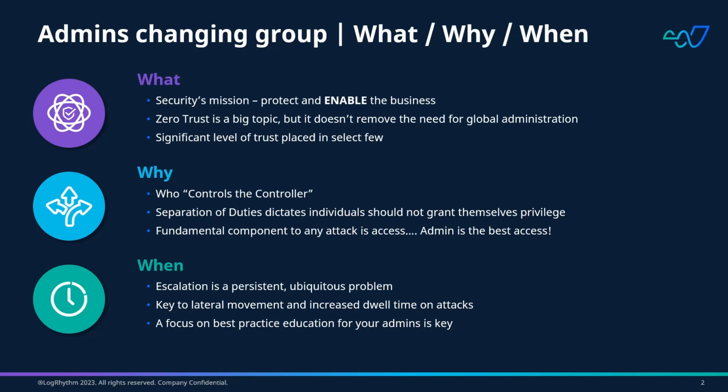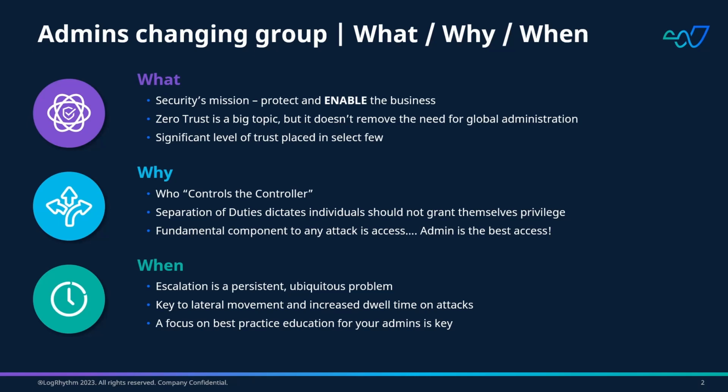Who is going to verify the administrator's activities, and how can we identify voluntary or involuntary mistakes to avoid any potential changes or escalations of privilege? Separation of duties dictates that individuals should not grant themselves additional privileges, but if the individual already has elevated privileges, how do we manage compliance with that policy?